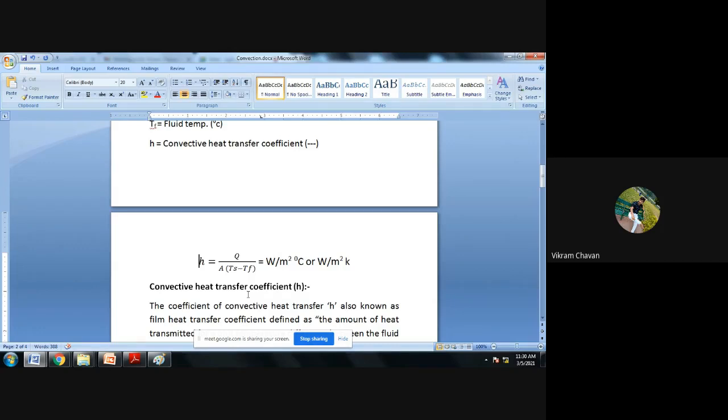So its unit will be watt per meter square degree Celsius, or watt per meter square Kelvin.